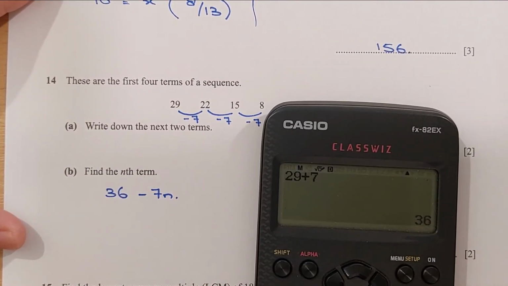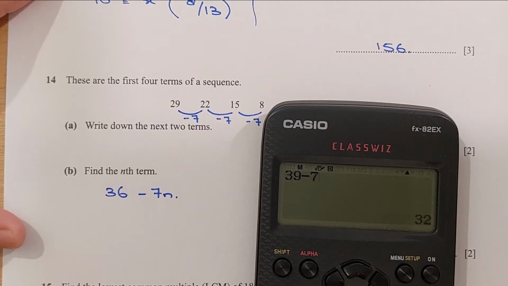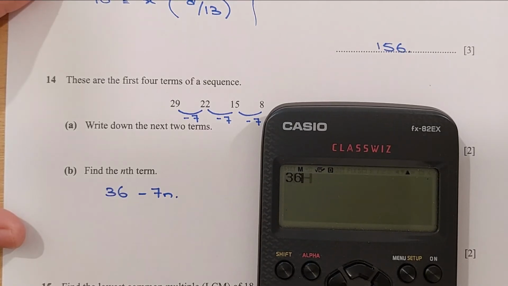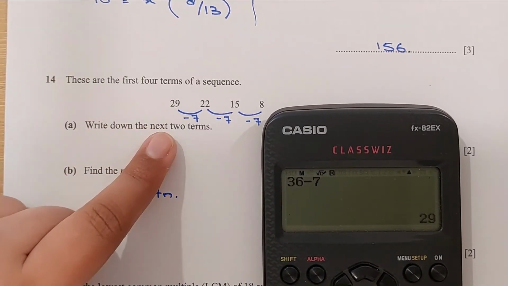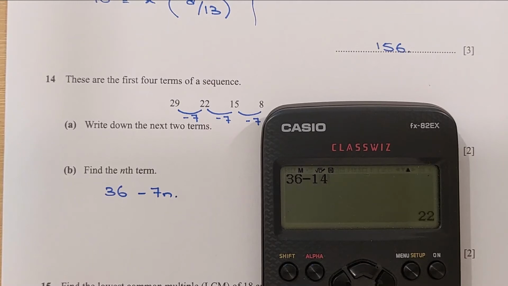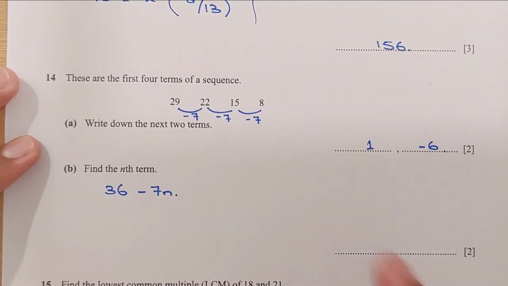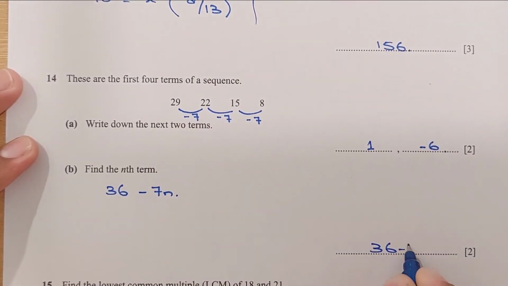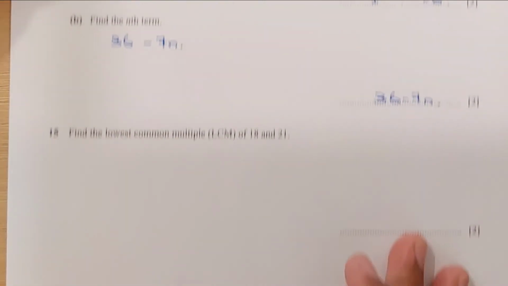So let me check. 36 minus 7 is 29, and when n is 2, 7 times 2 is 14, so 36 minus 14 is 22. Yes, that is the nth term. That is 36 minus 7n, right?